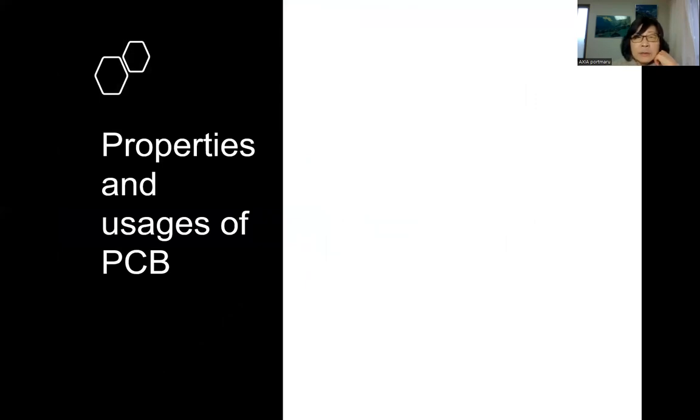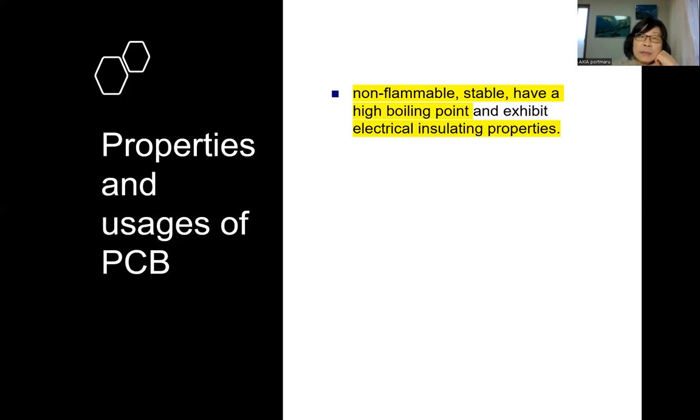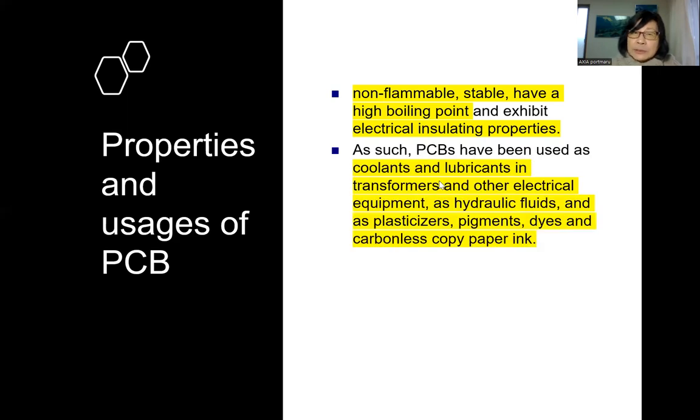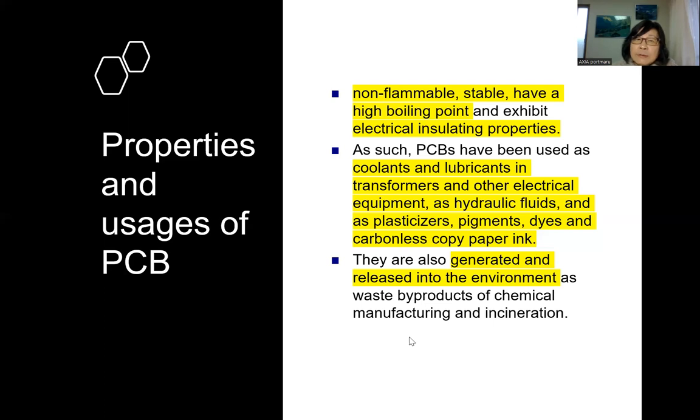And what are the properties and usages of PCB? Well, PCB is non-flammable, stable, has a high boiling point, and exhibits electrical insulating properties. As such, PCBs have been used as coolants and lubricants in transformers and other electrical equipment, as hydraulic fluids, and as plasticizers, pigments, dyes, and carbonless copy paper ink. They are also generated and released into the environment as waste byproducts of chemical manufacturing and incineration. So it is all around our living environment.